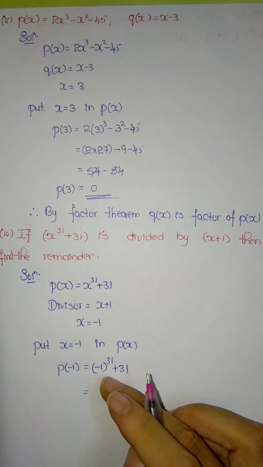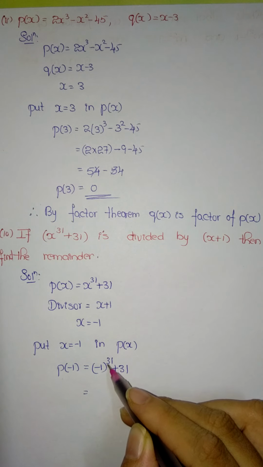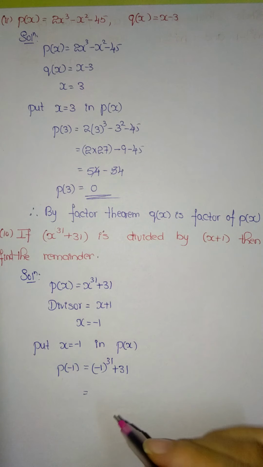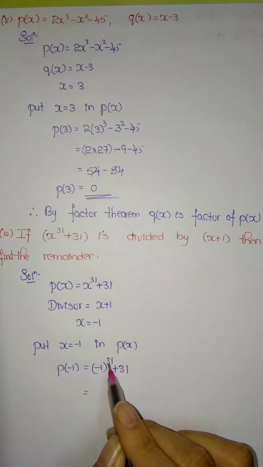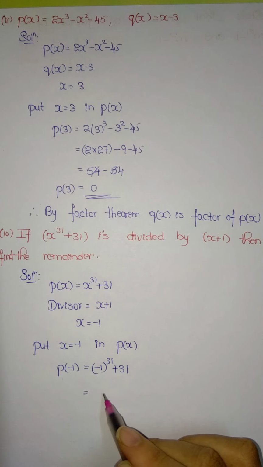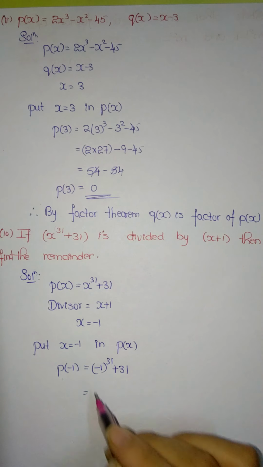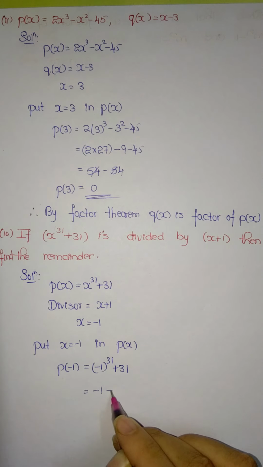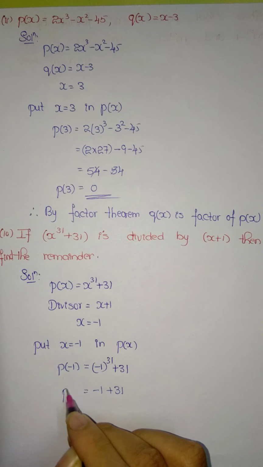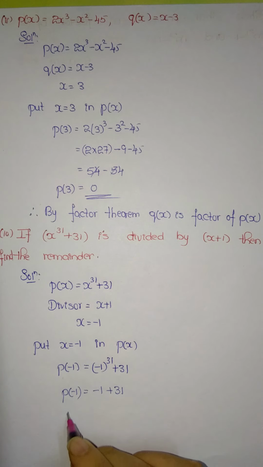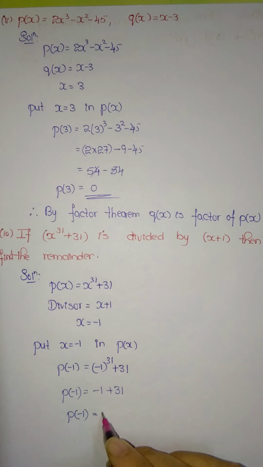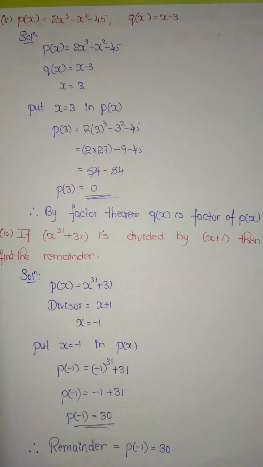So whenever you are writing this one, तो यहाँ पे जो पावर है वो इवन है क्या ऑड वो देखना है. अगर यहाँ पे -1 है एंड ये पावर इवन में है तो वो +1 हो जाएगा, एंड ऑड में है तो -1 ही रहेगा. So here 31 is odd number, so it becomes -1 only. So plus 31. So P of -1 equal to 30. Therefore, remainder which is equal to P of -1 equal to 30. So it completes our question number 10. Next, move on to the question number 11.